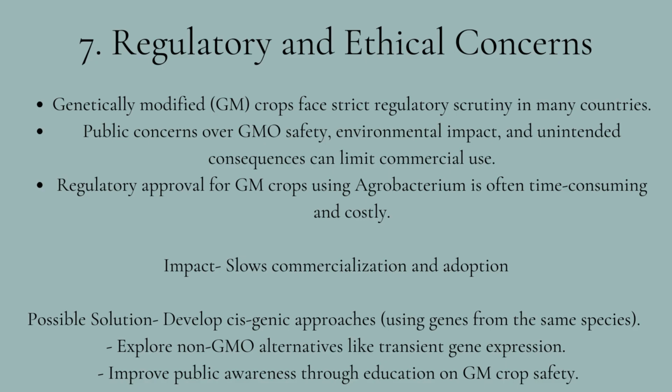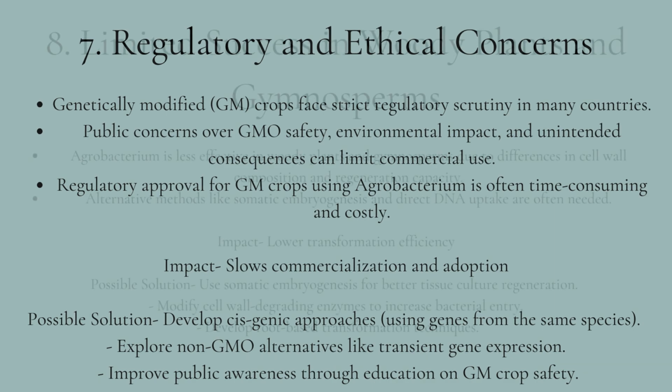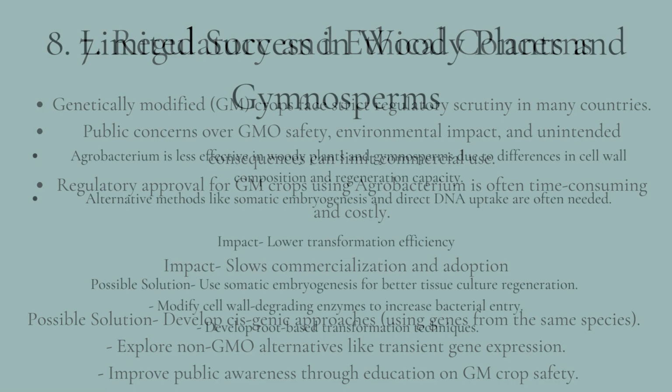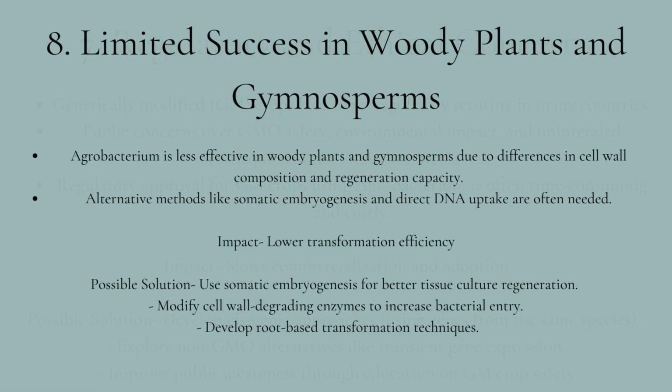So, the solution to this would be cisgenic approaches using genes from the same species to reduce regulatory hurdles, using non GMO alternatives like transient gene expression to bypass strict regulations. Also, providing public education campaigns to improve awareness and acceptance of GM crops. Its impact is that it eases commercialization, improves public trust, and accelerates the adoption of biotech crops.